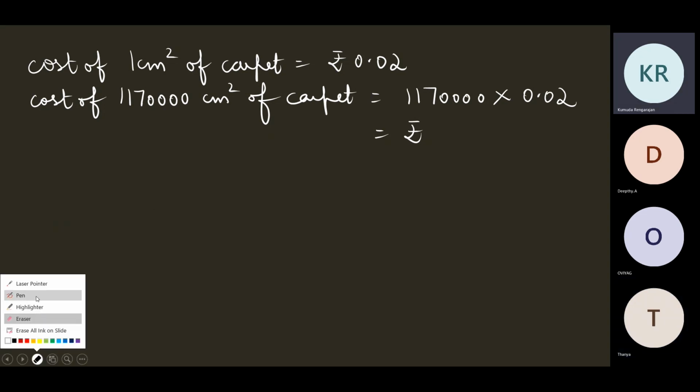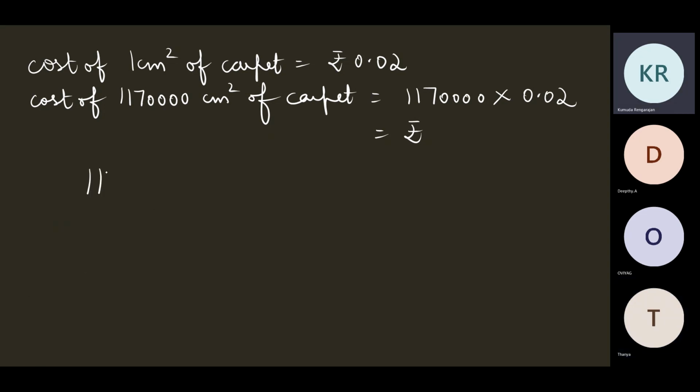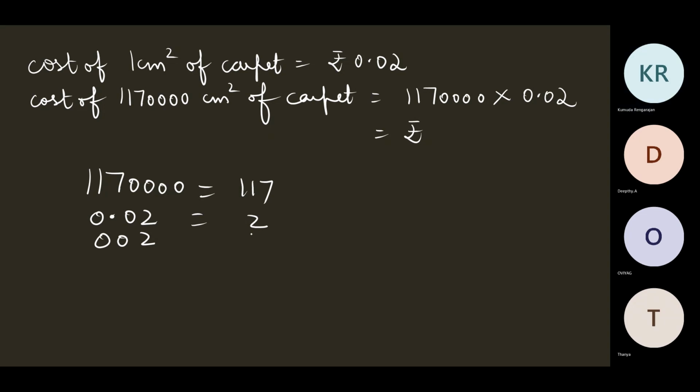Don't take the zeros. All of you disable your mic. Now, 117 followed by four zeros. You just take it as 117 while multiplying. And 0.02, just take it as 2 because you ignore the decimal point. Just look at it as 002, so it's nothing but 2.